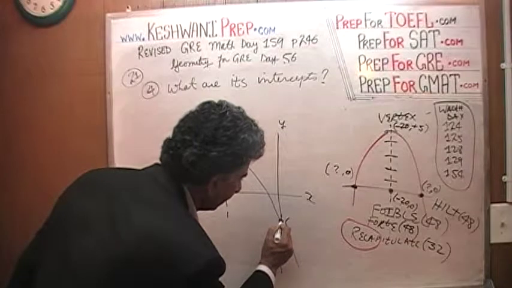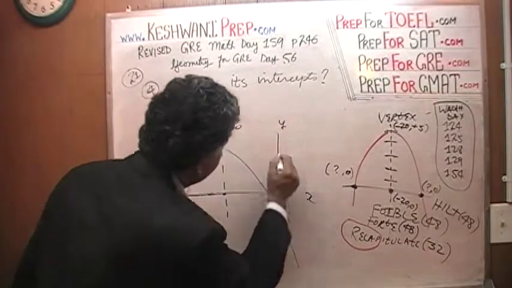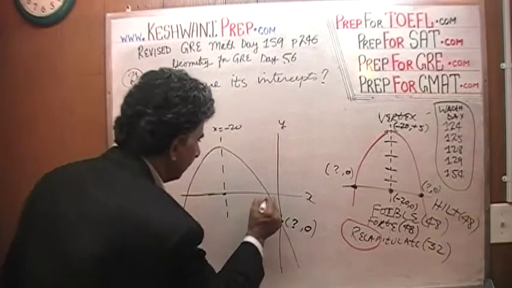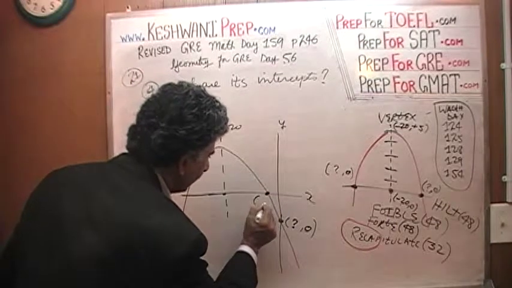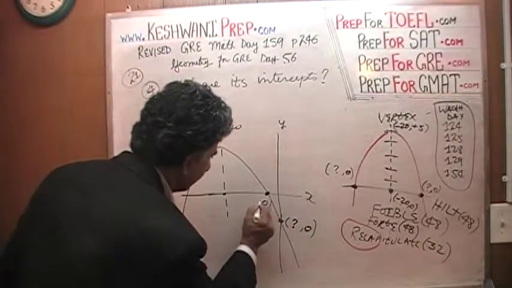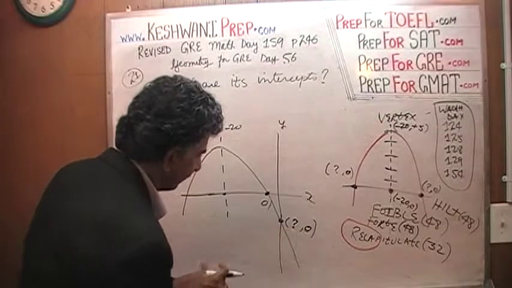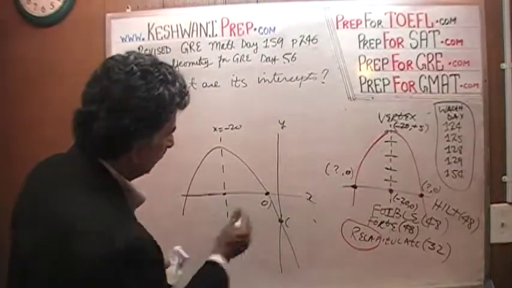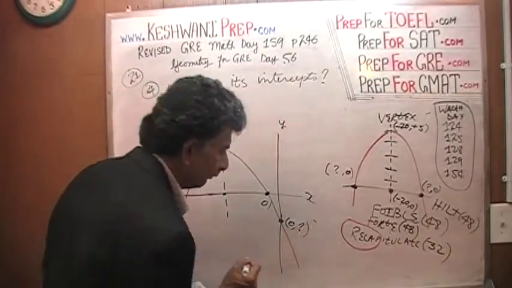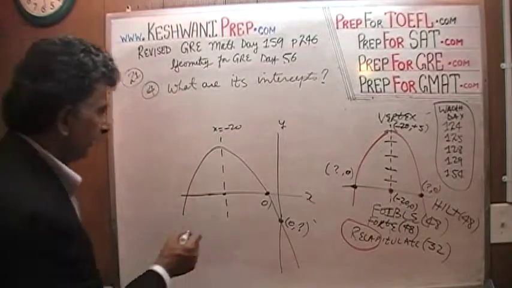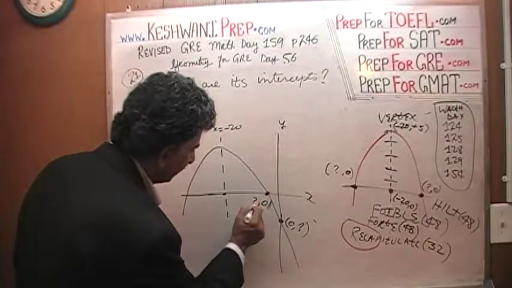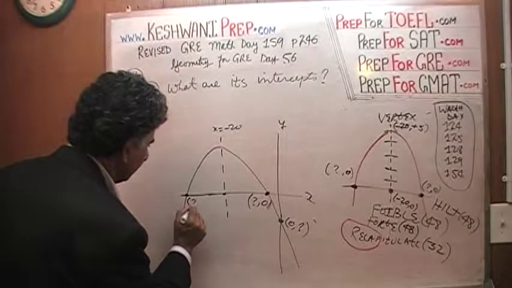When it cuts the x-axis, that's where y is equal to 0. We want to find out what is the value of x. This is where y is equal to 0. What's the value of x? This is where it cuts the x-axis, so y is equal to 0. This is the y-axis, that means x is 0. And the question is, what's the y-intercept? Here x is 0. Here y is 0, and we want to find out what's the value of x.